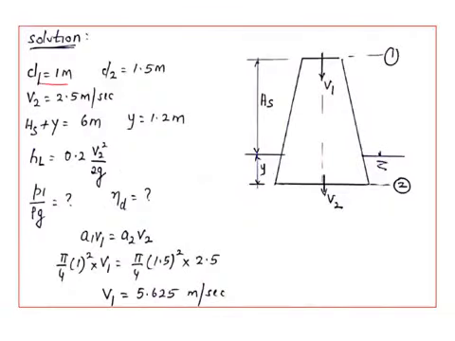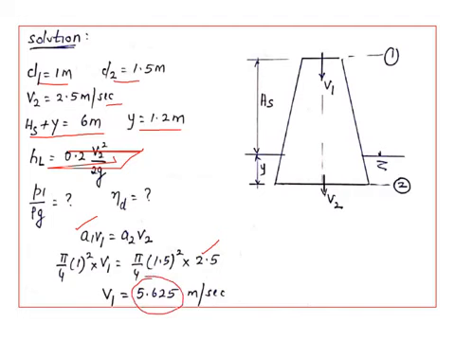So given this data, D1, D2 and velocity at the outlet, and also the length of the draft tube is given, and that it is immersed in water is also given. So HL is, as I told you, 0.2 times V2 square by 2g. Now you can use the continuity equation, which is A1 V1 equals A2 V2, because the diameter of the inlet as well as the diameter of the outlet are given. So now the velocity at the inlet has to be determined by using the velocity at the outlet. That gives velocity as 5.625 meter per second.